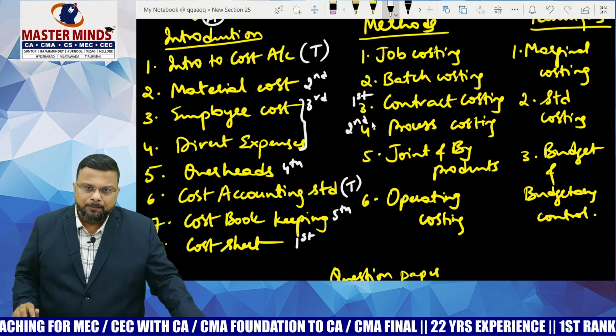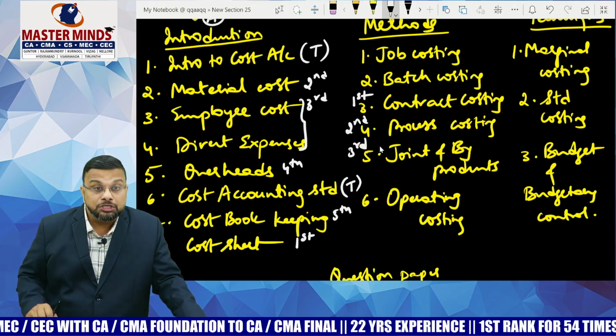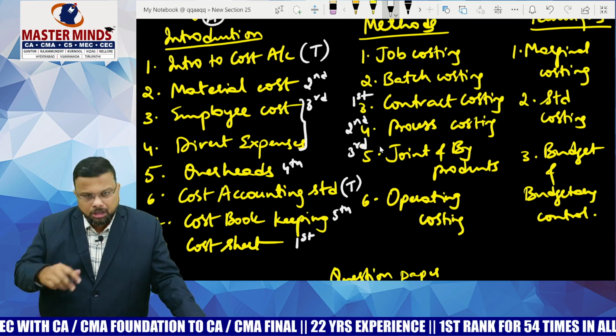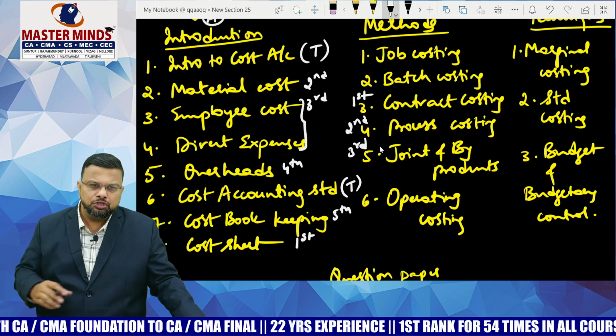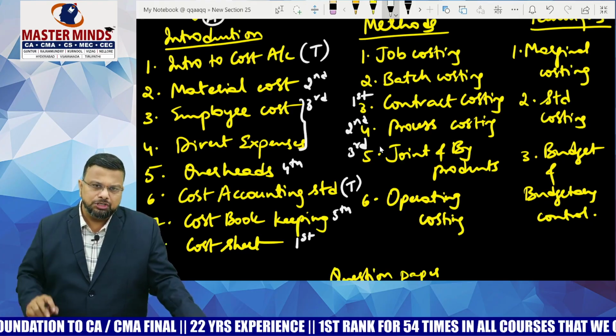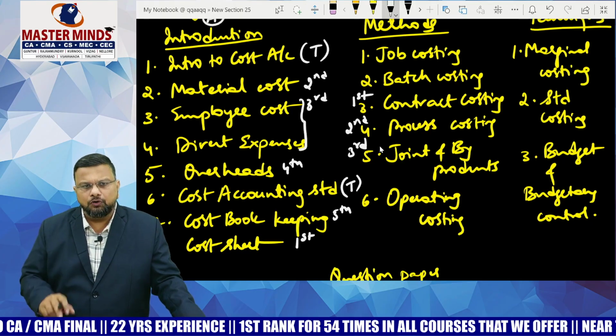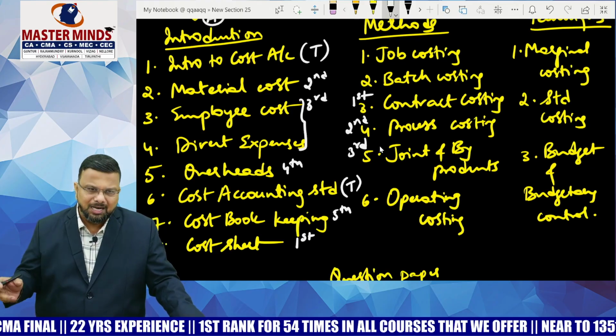Then joint products, byproducts. When it comes to joint products, byproducts, focus on NRV and contribution margin method. So you have 4 methods, right? Most important one is NRV method. And if you have any time, then you can focus on operating costing. In operating costing also, focus on problems related to toll plaza, transportation.